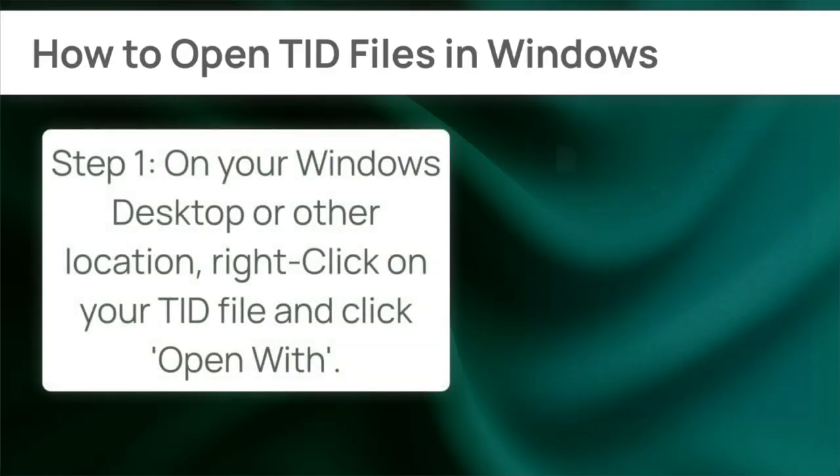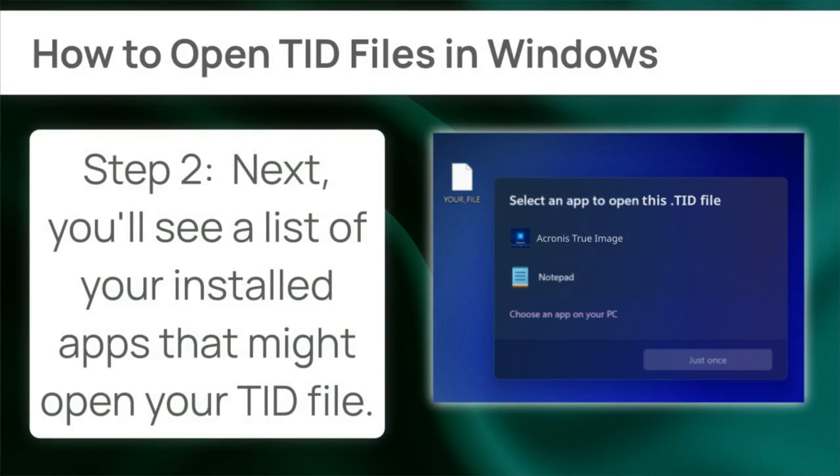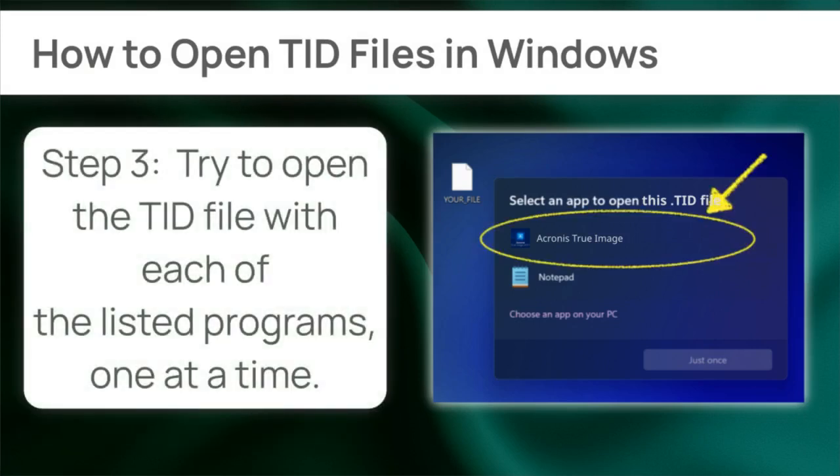To open this specific TID file, right-click your file and select Open With. If Acronis TruImage is available, use that first. If it's missing, choose another program. Don't worry if it takes a few attempts to find the right software.